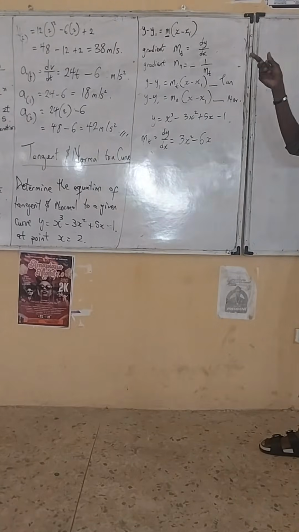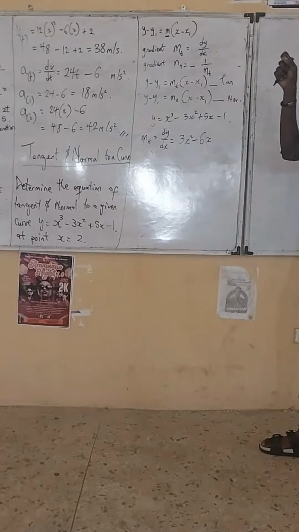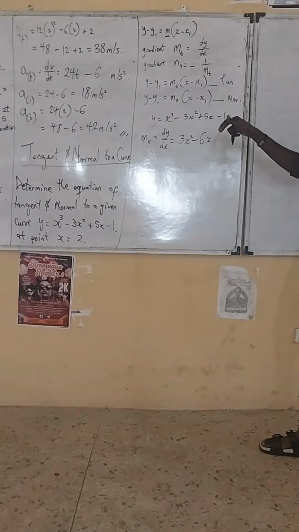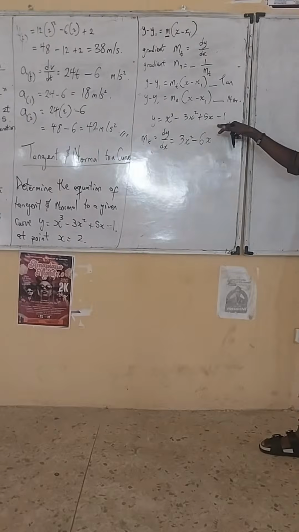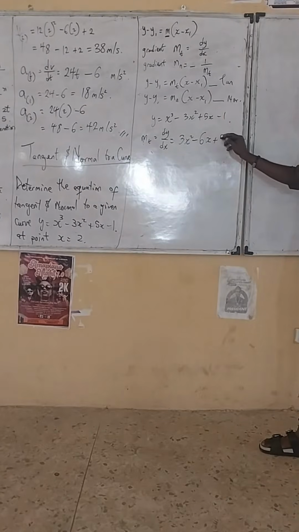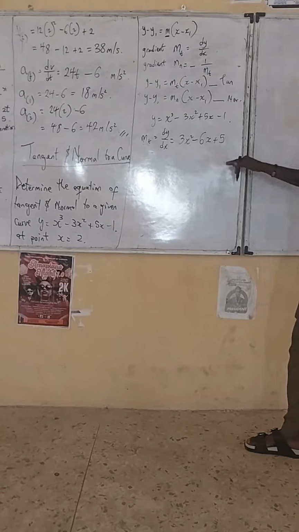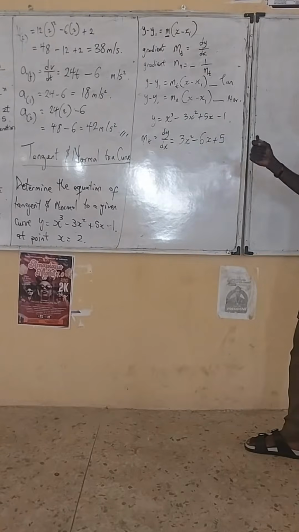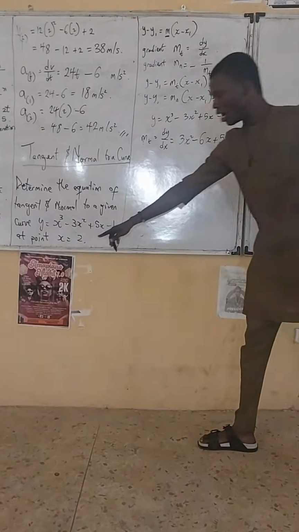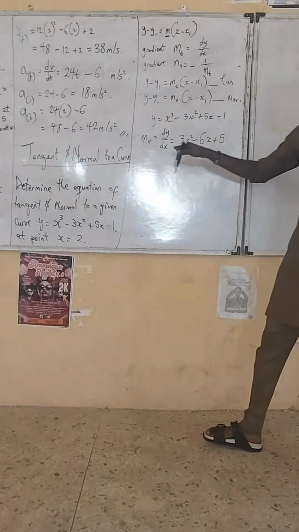x then means raised to the power 1. 1 minus 1 is 0. x raised to the power 0 is what? 1. So when you have 5x, the derivative is 5. And when you have a constant, it's 0. Nothing. So this is for the gradient of this. But now, we need to put our value for x into this expression.